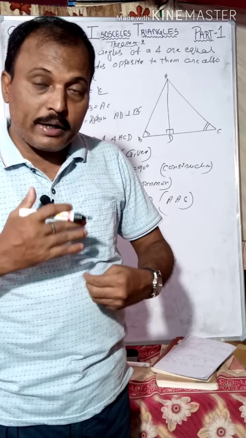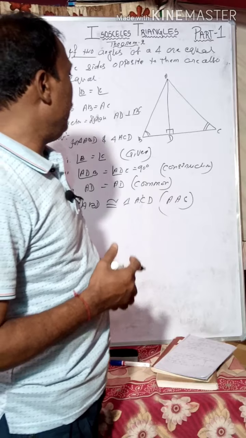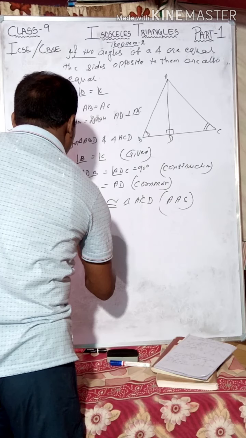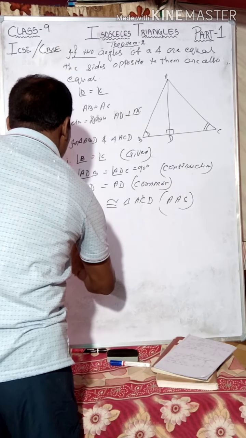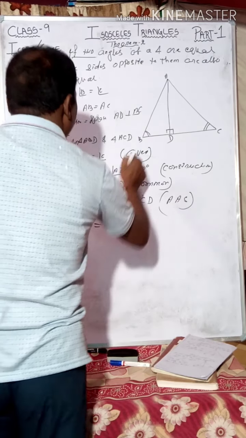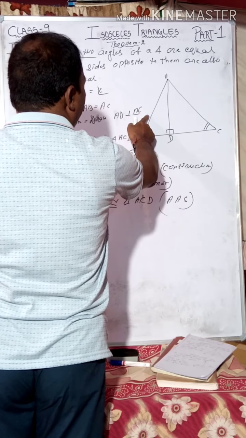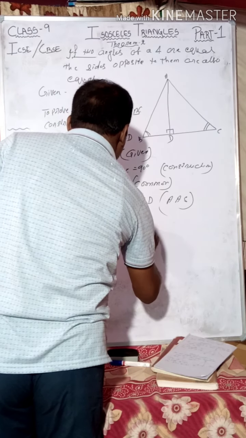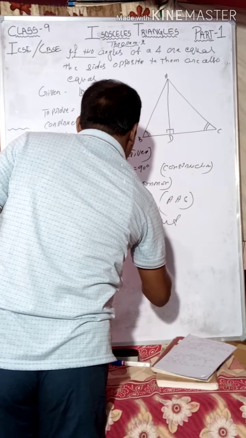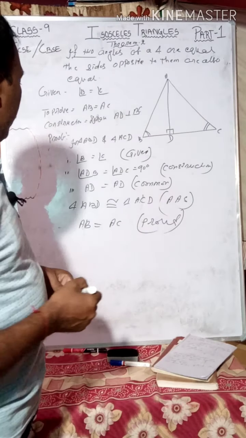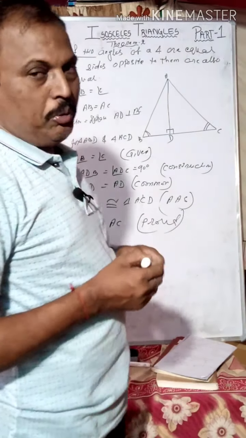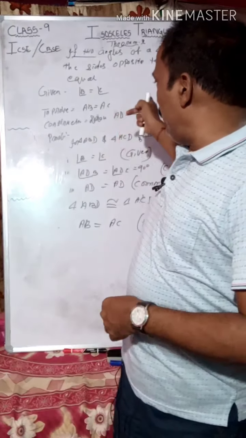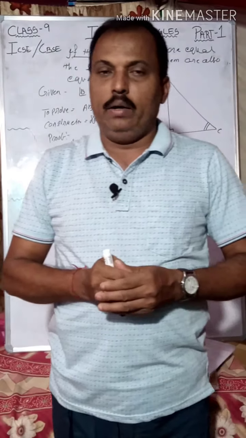So the rest of the parts of the triangles are also equal. What is the rest? Take AB in triangle ABD. AB is the hypotenuse, so the hypotenuse of the other triangle is also equal. AB is equal to AC, that is the proof. So this is the proof, and the rest of the parts you can also try to write, the rest of the parts of the triangles are also equal.